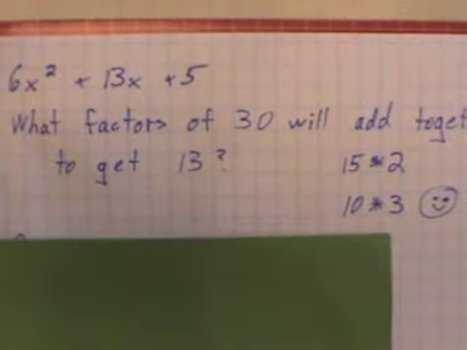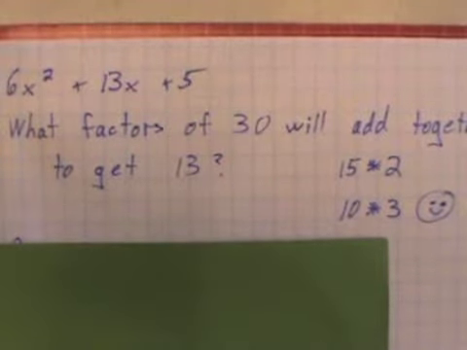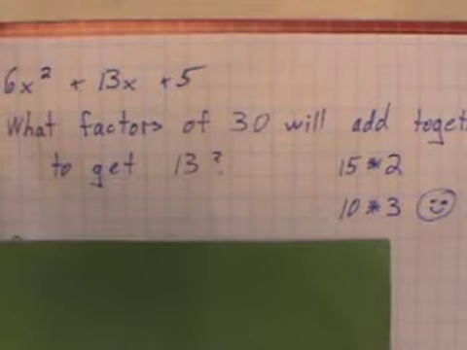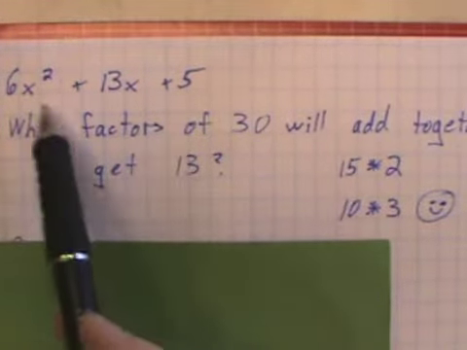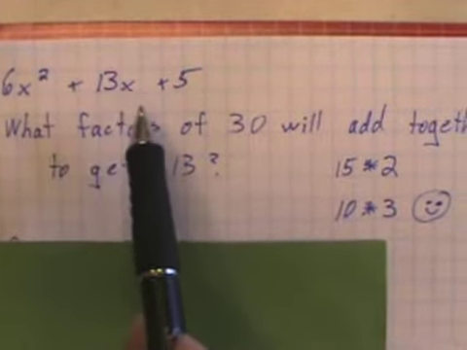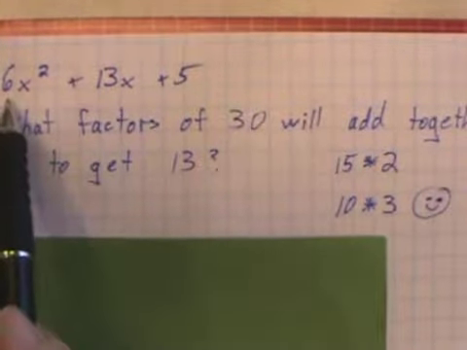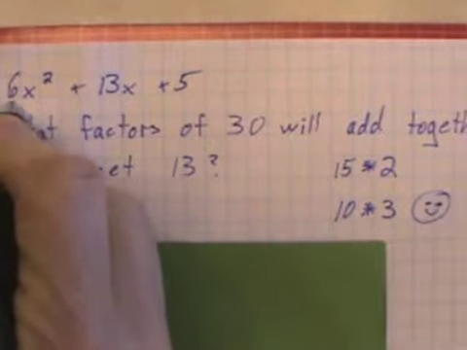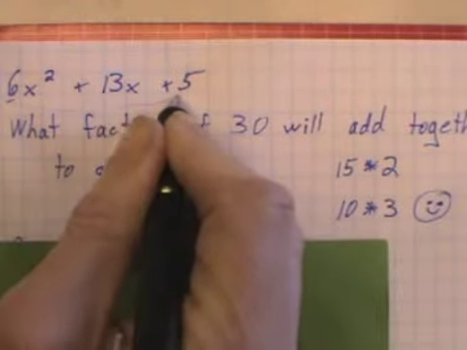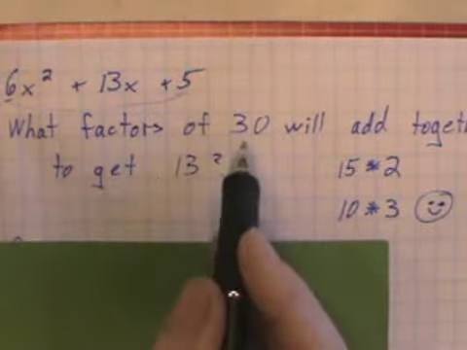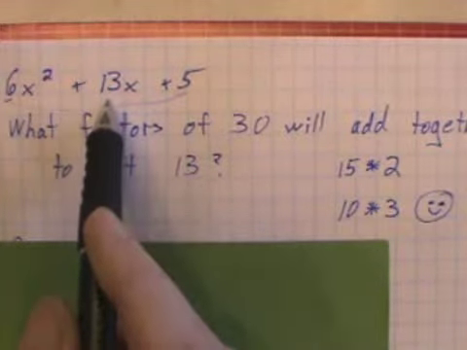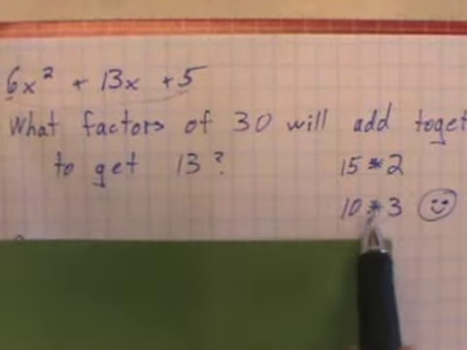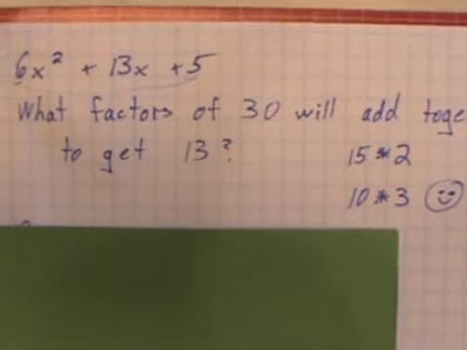I'm going to walk you through one more problem. Like with the last section, this is just something that you're going to have to practice several times and you'll get it right eventually. So given this polynomial, 6x squared plus 13x plus 5, the first question is what factors of 30, because remember you're multiplying 6 and 5, what factors of 30 will add together to get 13? I was optimistic about 15 times 2, but that doesn't work. However, 10 times 3 does. Yay!